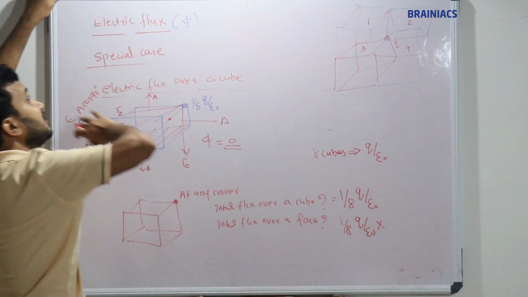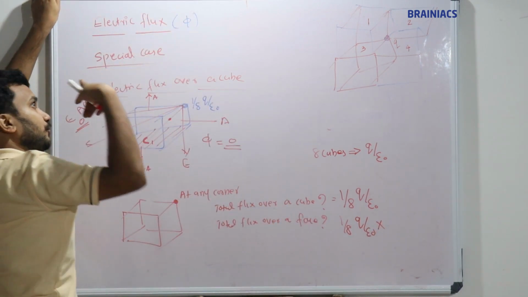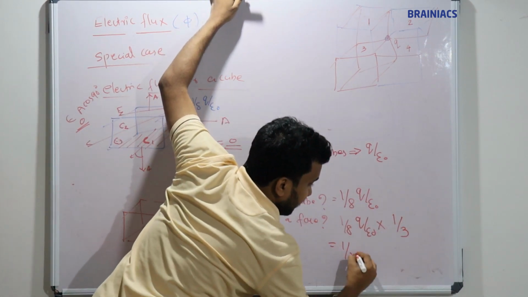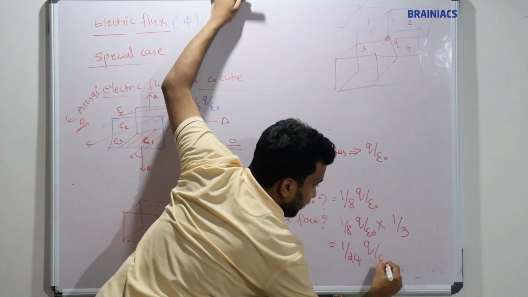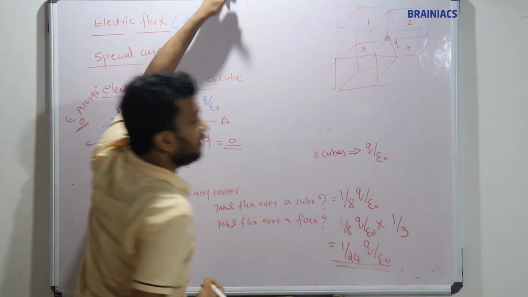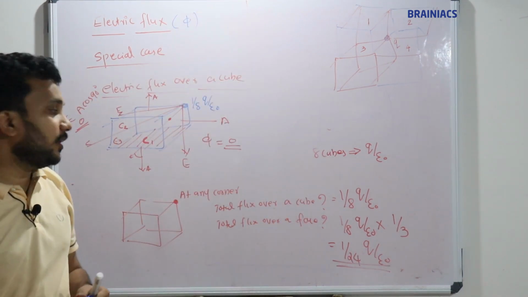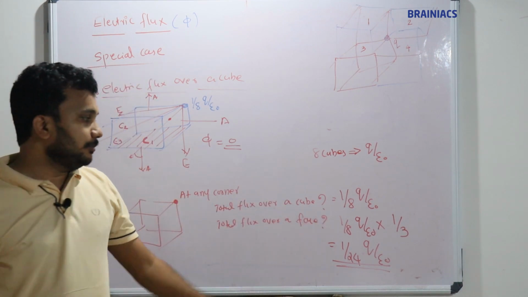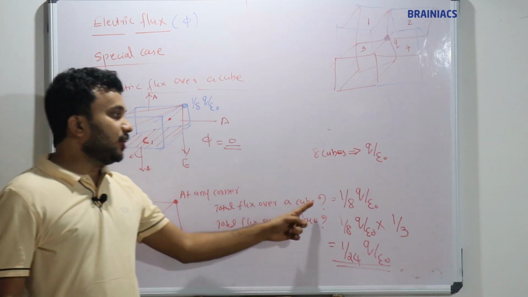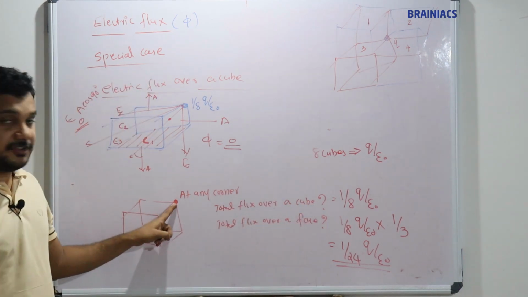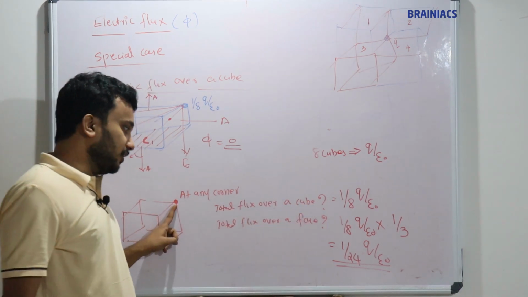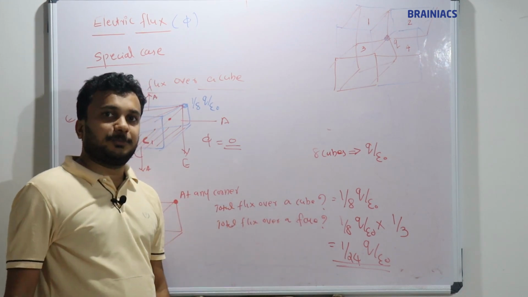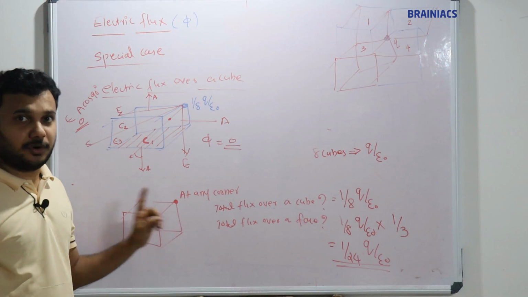Totally how many faces are sharing? 3 faces are sharing. So for one face the contribution is 1 by 3, which means 1 by 24 times q by epsilon 0 is the right answer. So 1 by 8 q by epsilon 0 into 1 by 3. This is the total flux over a cube when a charge is placed at any one of the corners. And the total flux over a face equals 1 by 24 q by epsilon 0 if the charge is placed at any one of the corners.